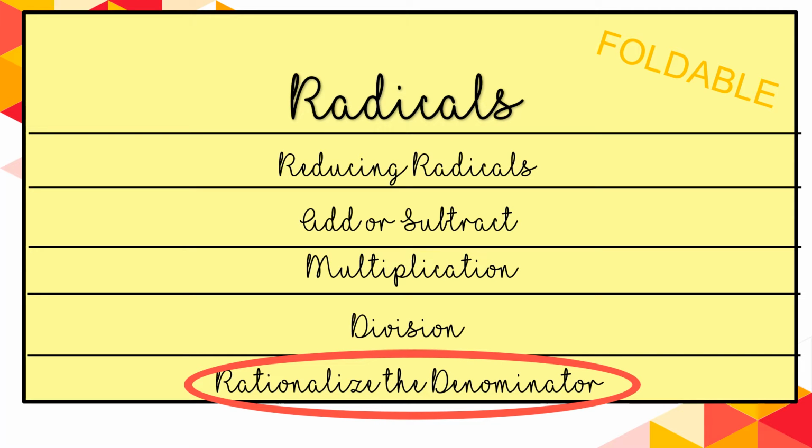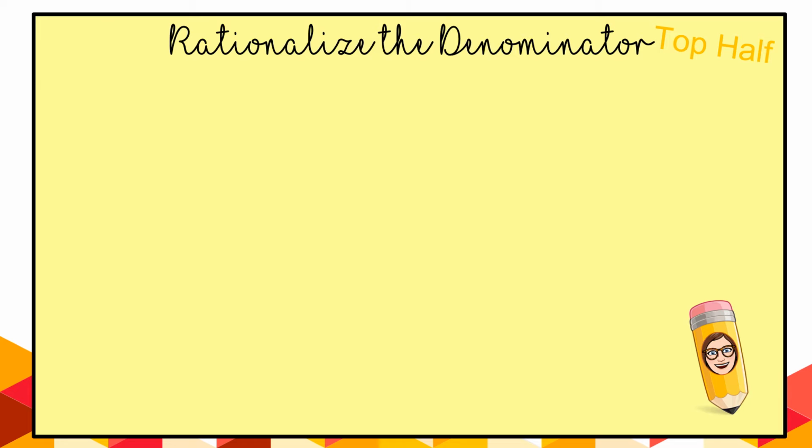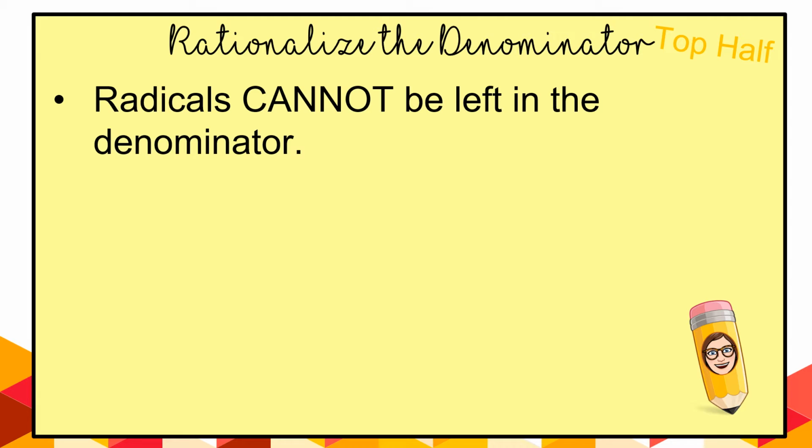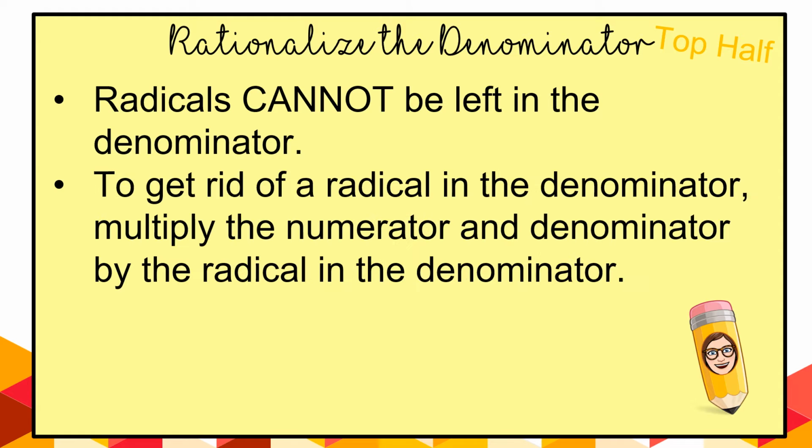In our foldable, you're going to be on the last tab, but these are super easy to jot down in your notebook. Let's jump to the top half of that tab, and let's just take down some notes. So again, I'm stressing this. You cannot leave a radical in the denominator. So you could do all the simplifying, break everything down. If you have a radical left over in the denominator, we need to do something about it.